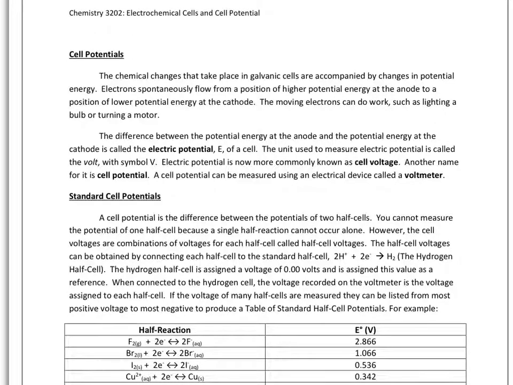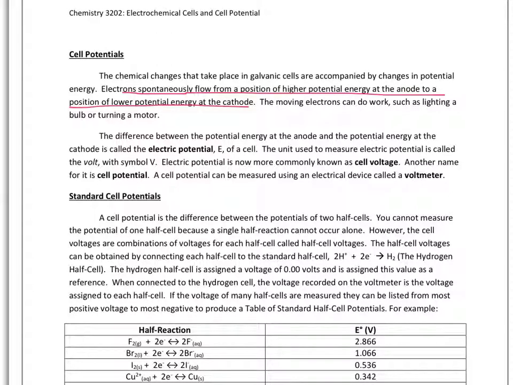In this lesson, we are going to talk about cell potential. The chemical changes that take place in galvanic or electrochemical cells are accompanied by changes in potential energy. Electrons spontaneously flow from a position of higher potential energy at the anode to a position of lower potential energy at the cathode. The moving electrons can do work, such as lighting a bulb or turning a motor.